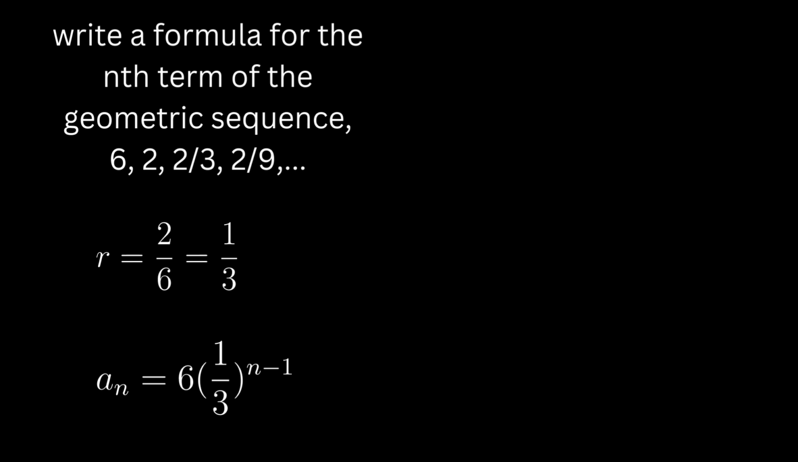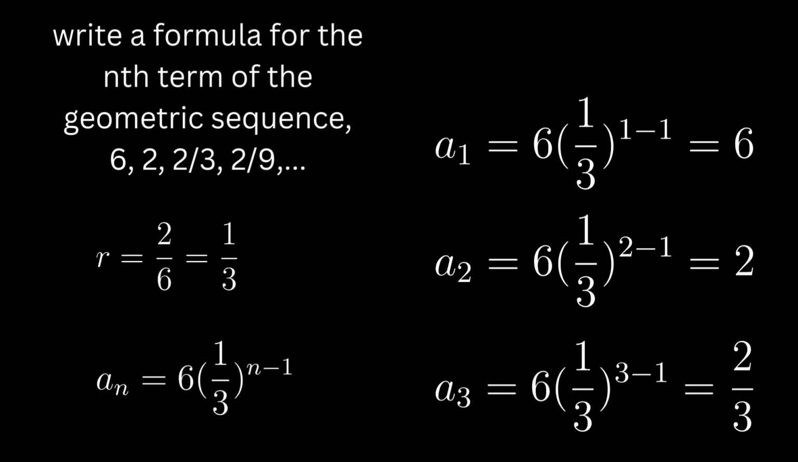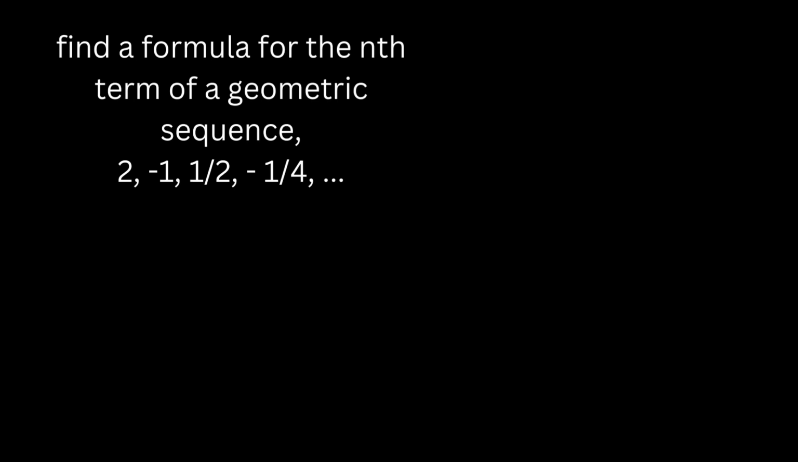Checking our solution, let us check a few terms. A sub 1 is equal to 6 times 1/3 raised to the quantity 1 minus 1, which is equal to 6. A sub 2 is equal to 6 times 1/3 raised to the quantity 2 minus 1, which is equal to 2. And a sub 3 is equal to 6 times 1/3 raised to the quantity 3 minus 1, which is equal to 2/3. Indeed, the formula for the nth term of the geometric sequence 6, 2, 2/3, 2/9, and so on, is given by a sub n equals 6 times 1/3 raised to the quantity n minus 1.